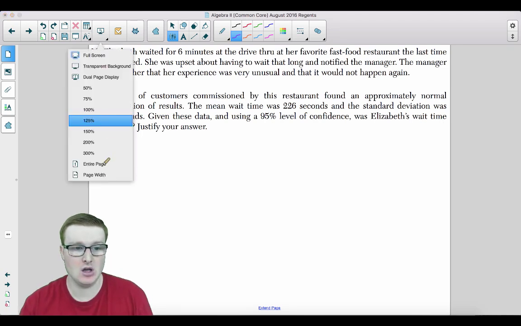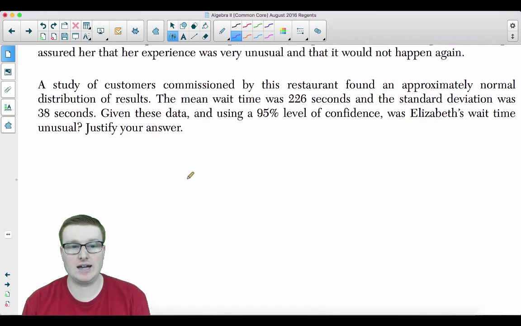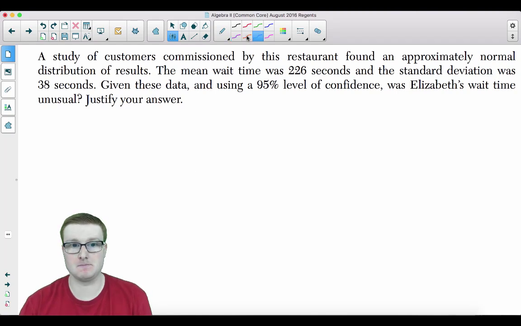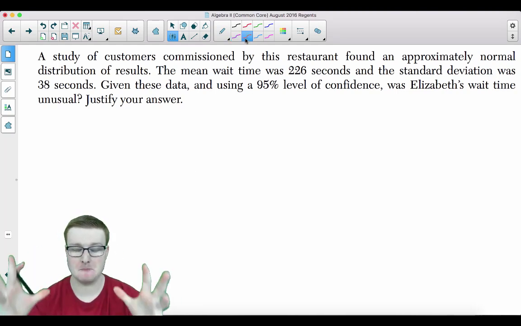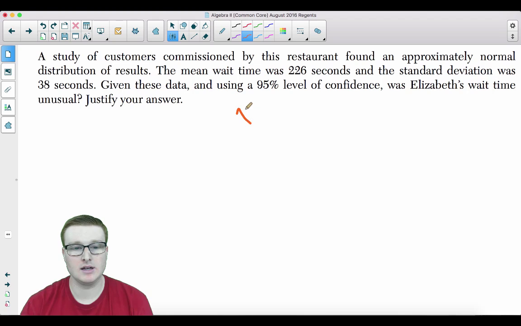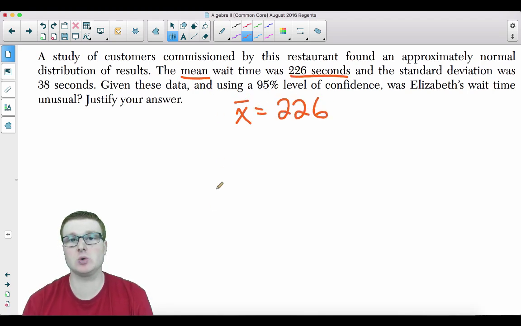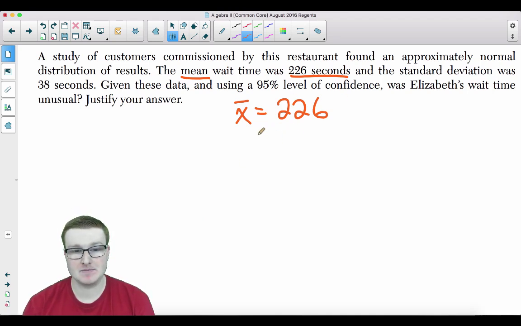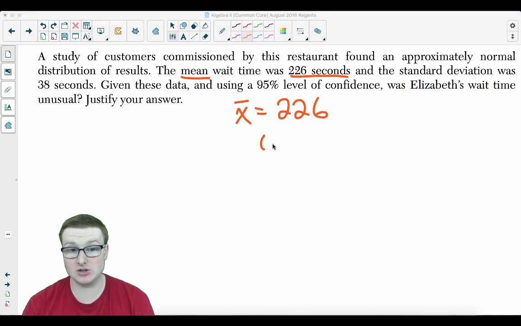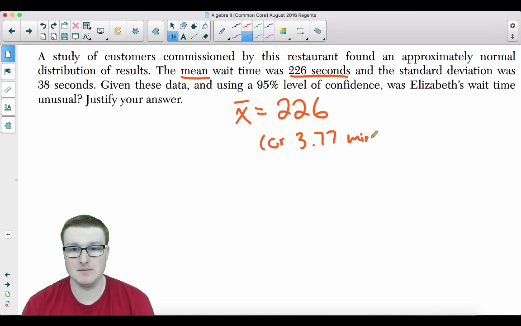Justify your answer. So they're doing this question a lot. What they want you to do, and this is how we do it, is they want the mean to be 226. They tell you that the mean is 226 seconds. Now, I'm actually going to convert this into minutes. You just have to divide by 60 to convert it to minutes. So this is 3.77 minutes, just in case you wanted it in minutes.